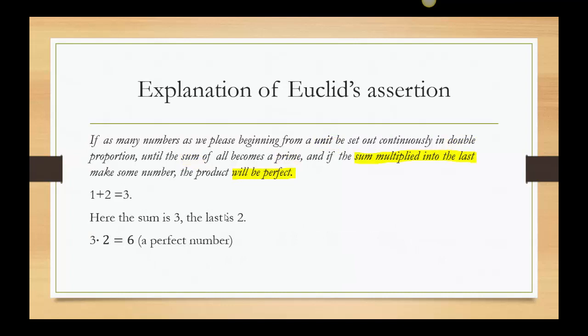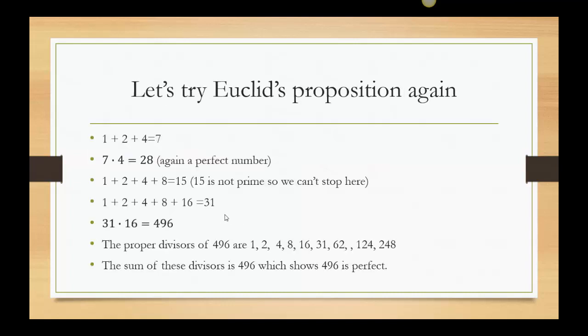So here was just the rest of it. So my 1 plus 2 is 3. The 3 times 2 is 6. 6 is perfect. Good job, Euclid. Let's try it again, right? Because that's a little, let's go more.